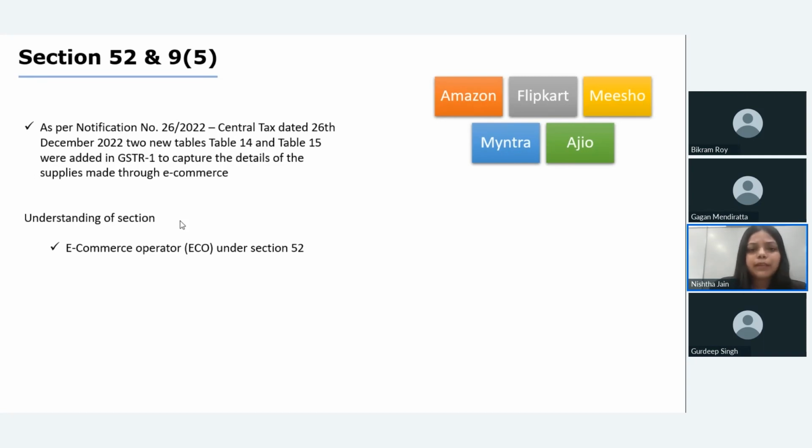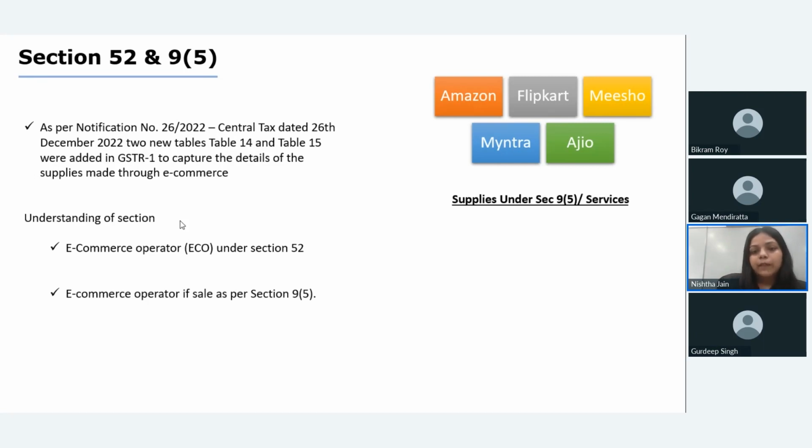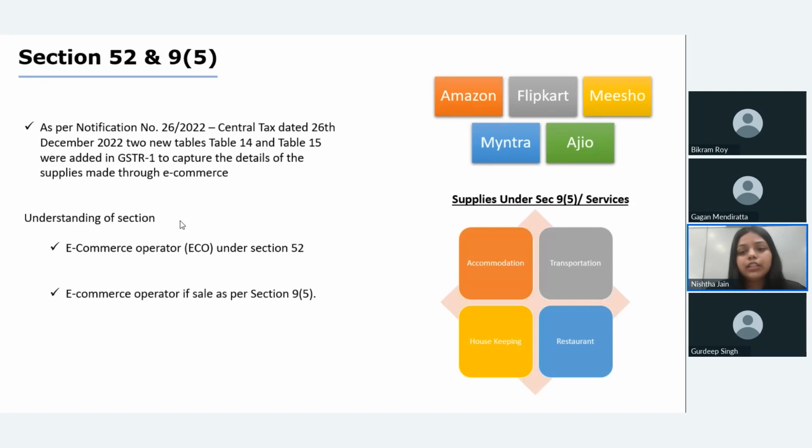For section 52, we can say simply that all the sales which we are making through an e-commerce platform come under section 52, except some services which come under section 95. So what is section 95? The government has categorized some categories, focused on four categories: accommodation, transportation, housekeeping, restaurant. These services come under section 95.